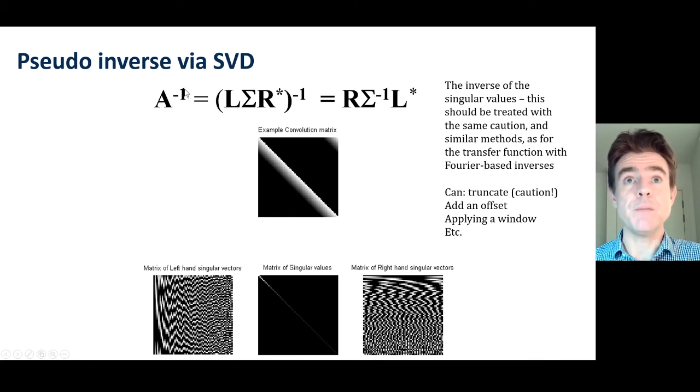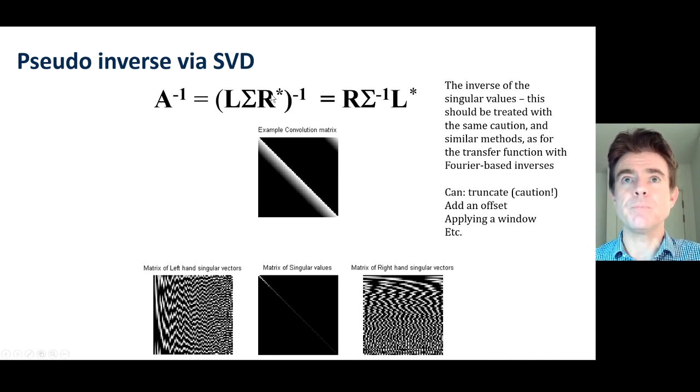So all we do then is A minus 1 and say, well, that's L sigma R star, conjugate transpose of the right-hand singular vectors matrix, inverted. And so obviously we need the singular values in sigma to all be greater than 0, or at least not 0, I should say, in order to do this inverse. But if there are zeros in there, then we know where the problem lies, and we can take appropriate action. So that's the great clarity that you get with an SVD.